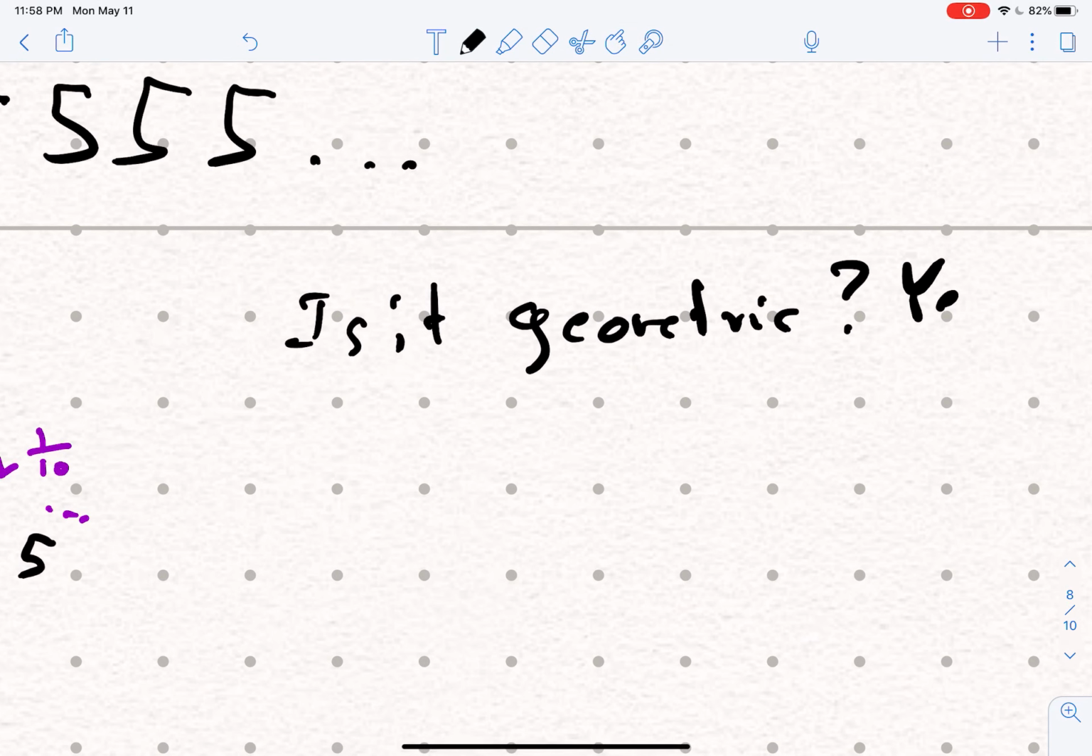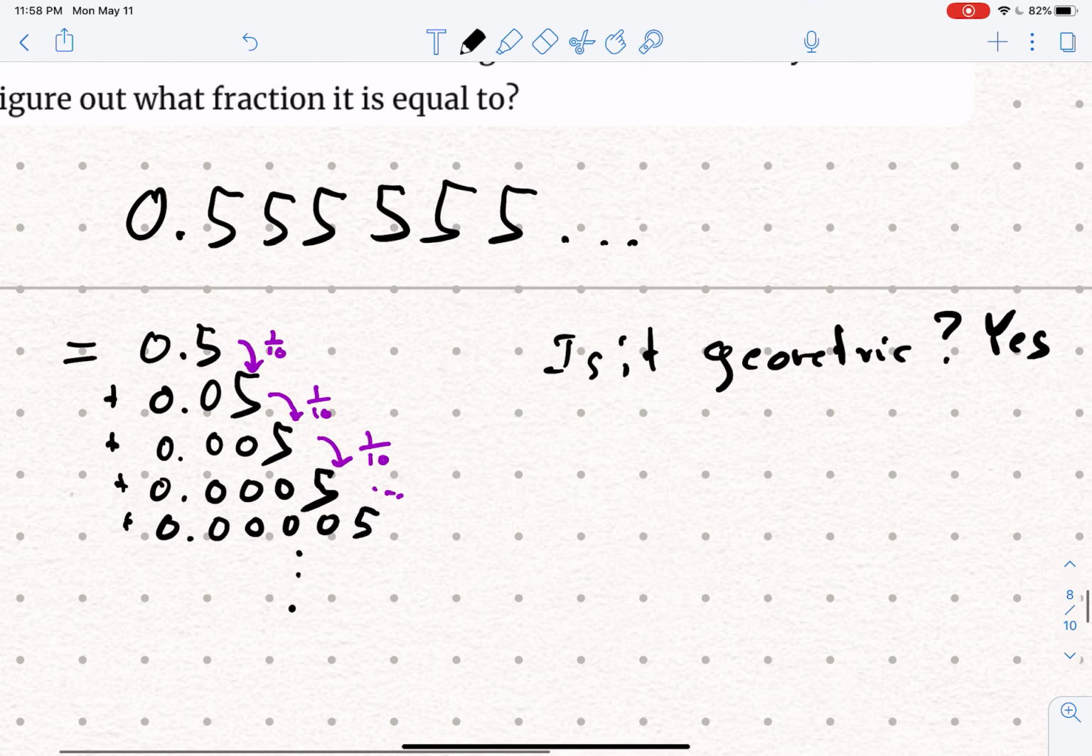So the answer to this is yes, and in addition, we found the common ratio. The common ratio is 1/10. The other observation that we need to make in a geometric series is what is the first term? The first term is 0.5.